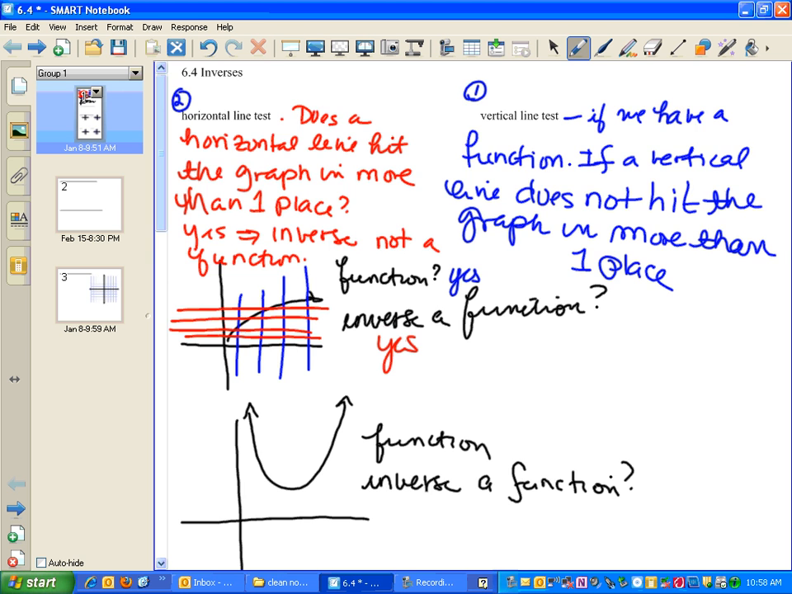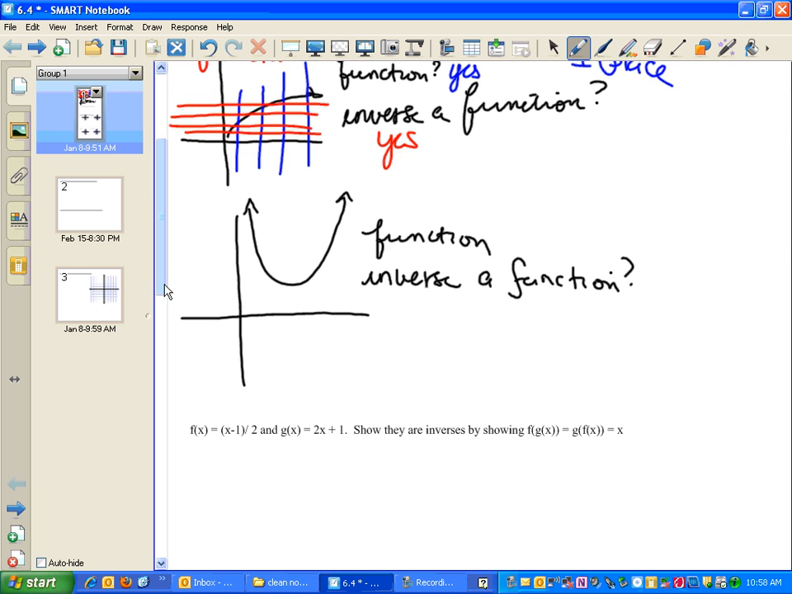Okay? What about this next one, a parabola? It must pass the vertical line test first. Does it pass the vertical line test? So it's a function. Does it pass the horizontal line test? Nope. There it hits it in two spots. So is the inverse a function? No.